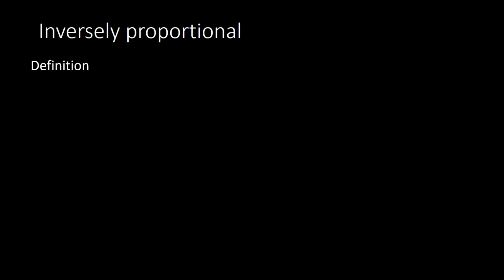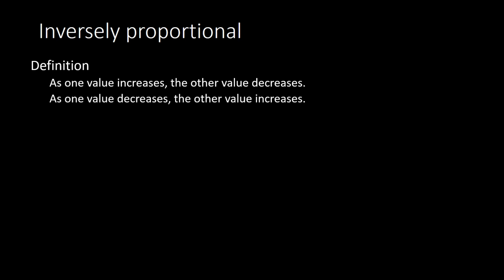So that's direct variation. The other is inverse variation, or another way to say this would be inversely proportional. Same thing. Your definition of this is the opposite of direct variation, where direct variation said as one value increases, the other value also increases. With inverse variation, or inversely proportional, as one value increases, the other value will decrease. It's doing the opposite. Or as one value decreases, the other value will increase.